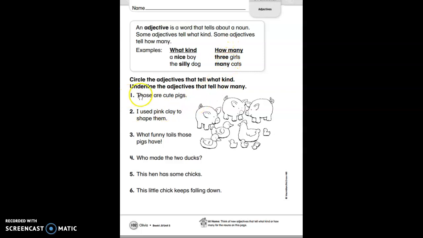Number 1. Those are cute pigs. Pigs is our noun. How are they described? Cute. Is that what kind or how many? What kind? Let's circle that adjective.